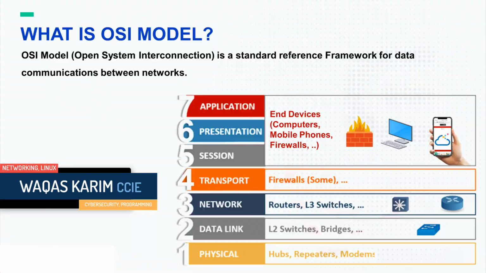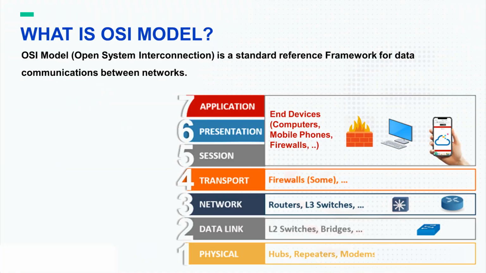So here OSI stands for Open System Interconnection. It has 7 layers. The first layer is called the physical layer, as shown here. This physical layer contains hubs, repeaters and modems. They all belong to physical. Also the network cables, wireless signals, RF signals, all of them belong to physical.